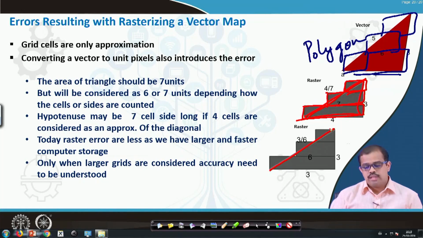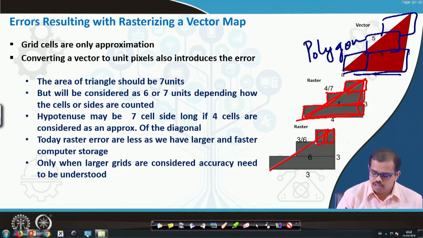If you consider very large size grids, only then does your accuracy need to be understood in a bigger way. If you have the grid size extremely small, then such errors may not actually creep in.